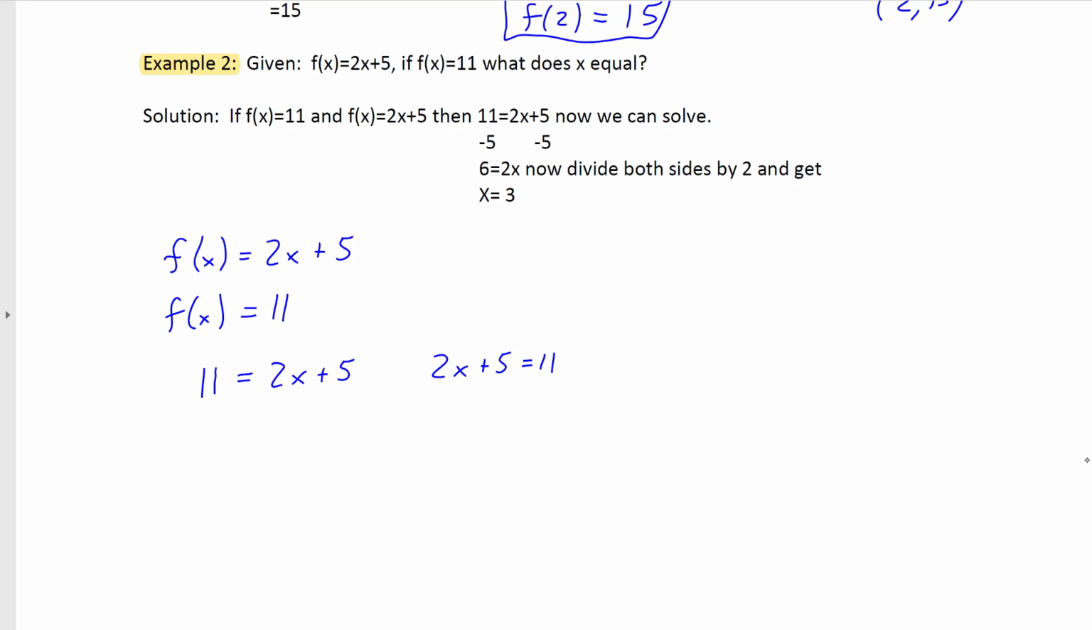Let me work with the second one because it's generally a little bit nicer to have the variable on the left. So to solve this for x, we're going to subtract 5 from both sides. 2x is equal to 6. We're going to divide both sides by 2, and x equals 3. So what that tells me is that f of 3 is equal to 11 if we go back to our function notation. And we can double check that, right?